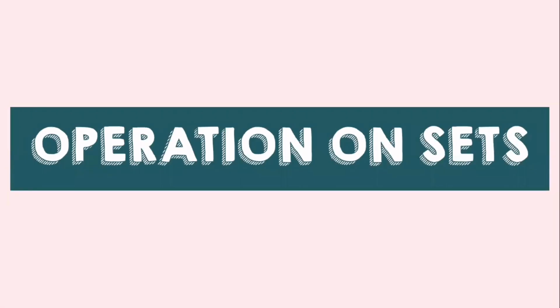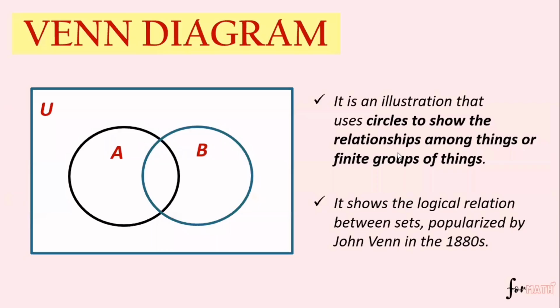Now let's talk about the operations on set. Before that, let's define what is a Venn diagram. When we say Venn diagram, it is an illustration that uses circles to show the relationships among things or finite groups of things. It also shows the logical relation between the sets. It was popularized by John Venn in the 1880s. It is a visual tool that we can use to represent the operations on set.